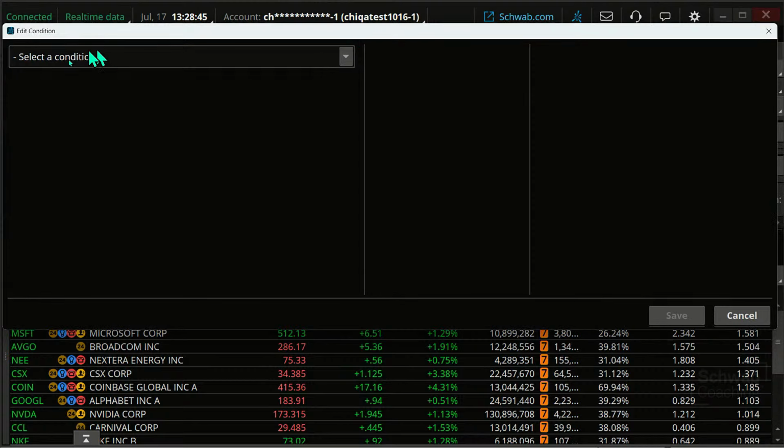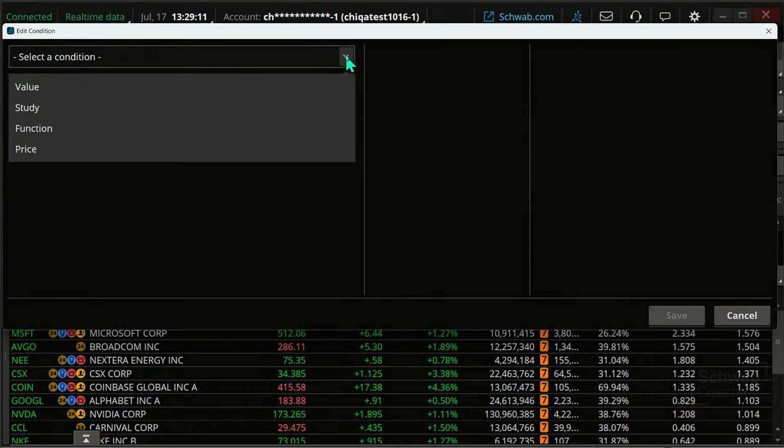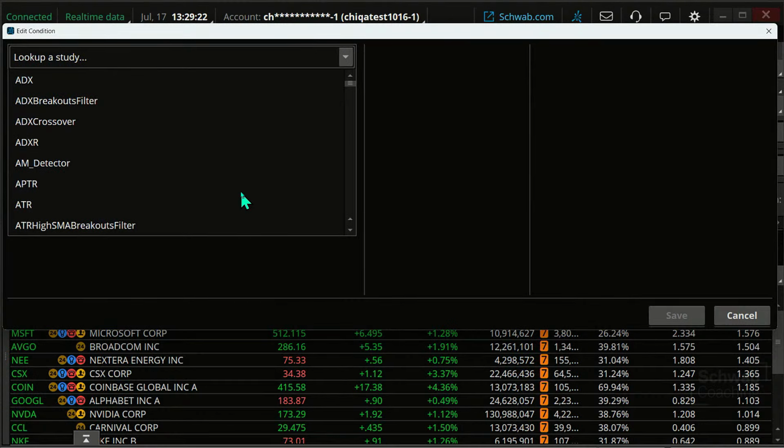First thing is it's going to select a condition. When you're creating these customized scans, just ask yourself, what do you want? Well, I want the MACD histogram to be going up. So I'm going to start off with MACD histogram. Is that a value? No, it's not a value. It's not a study or price or function. It's a study.